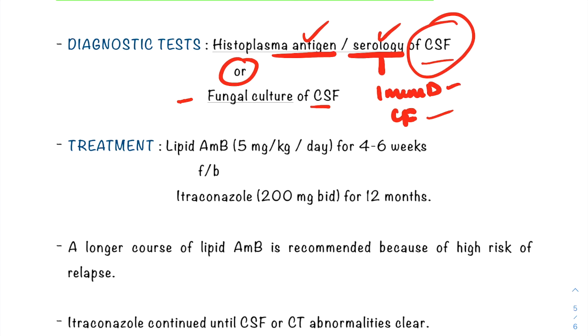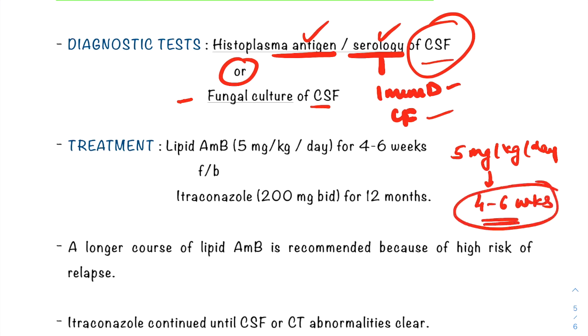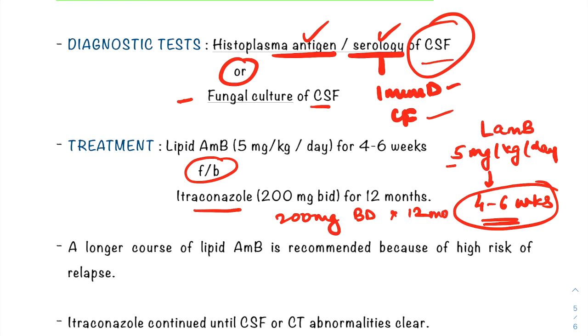Now, the treatment is again liposomal amphotericin B, but here the dose is fixed at 5 milligrams per kg per day, and usually a longer duration. That is for 4 to 6 weeks. Liposomal amphotericin B is given for 4 to 6 weeks. After the 4 to 6 weeks of amphotericin B, it is followed by itraconazole at a dose of 200 milligrams twice a day for 12 months. Okay, so first, the liposomal amphotericin B is given at 5 milligrams per kg per day for 4 to 6 weeks. It is then followed by itraconazole 200 milligrams twice a day for 12 months.